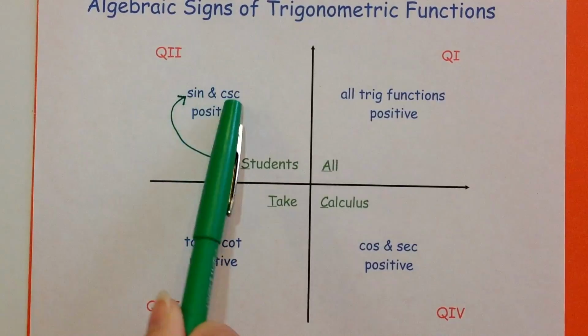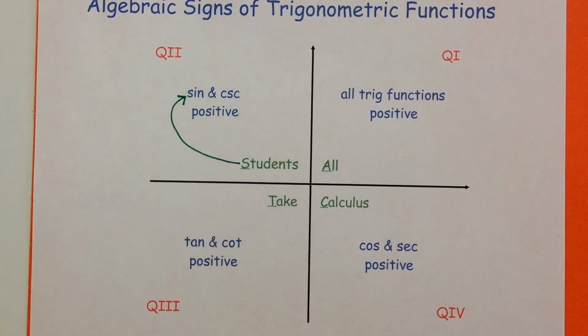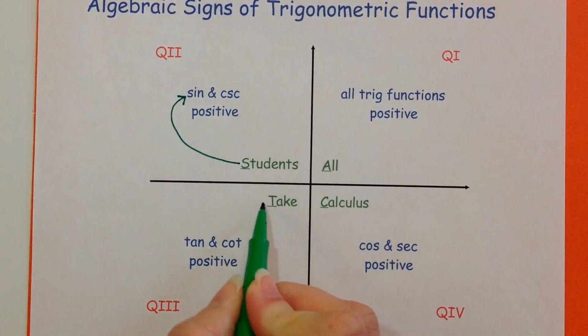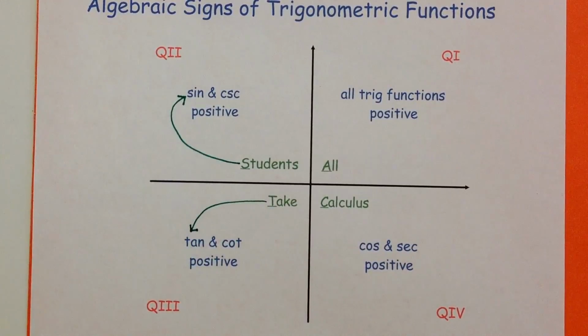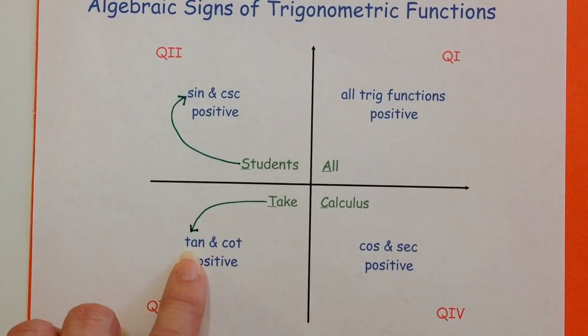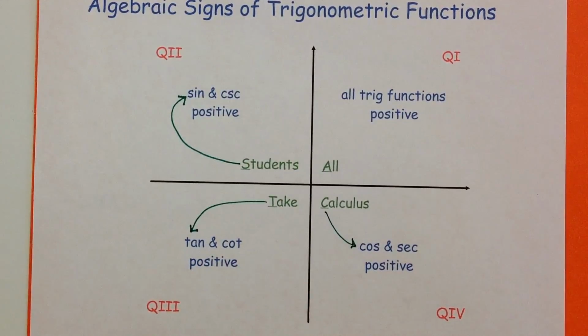So if this one's positive, this one's positive. If this one's negative, then you're guaranteed this one's negative. So the reciprocal will always do what the other one is. So here we have T, which of course stands for tangent, and cotangent would have to do the same thing because it's the reciprocal of tangent. And then C is for cosine, and secant will do the same thing as cosine. So: all students take calculus.